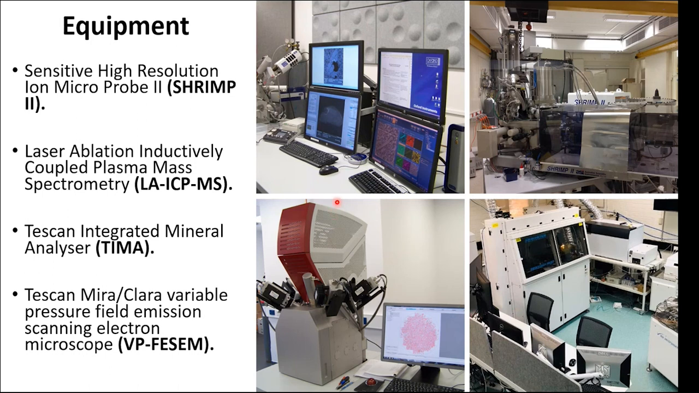And all equipment I've used during the study is here at the John de Laeter Centre. I, of course, do in situ geochronology using the LA-ICP-MS and the SHRIMP II. And then I can refine some of my imaging and petrography using the TESCAN Clara and Mira scanning electron microscopes.